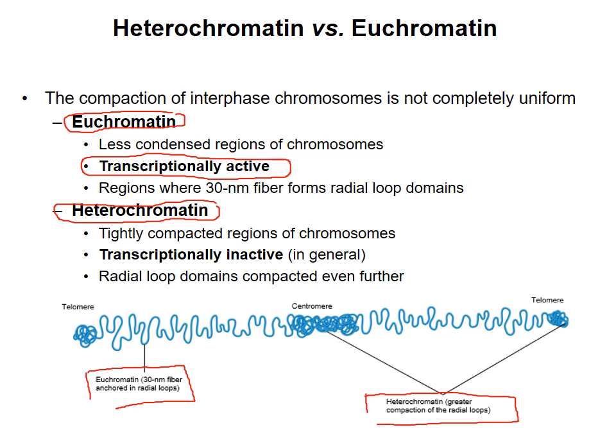The heterochromatin sections are usually areas that are tightly compact. So these are areas that are not active from a transcriptional standpoint. These are areas that most likely have lots of exons or intergenic regions that we don't really utilize on a day-to-day basis. And as you can see right here in our illustration, they tend to be centered towards the telomere and the centromere section.